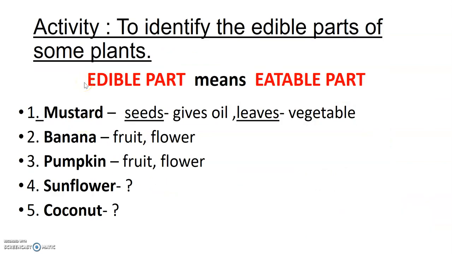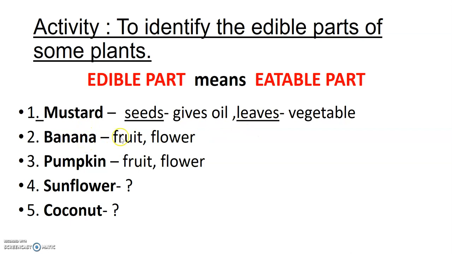Activity for the day is that you have to identify the edible part of some plants. Edible part means eatable part. Any part of the plant that is eatable, that is called edible. So you are going to give me the answers for these. Mustard is the first plant that I have written here. So mustard seed is also edible and mustard leaves are also edible. So we have two edible parts of a mustard plant.